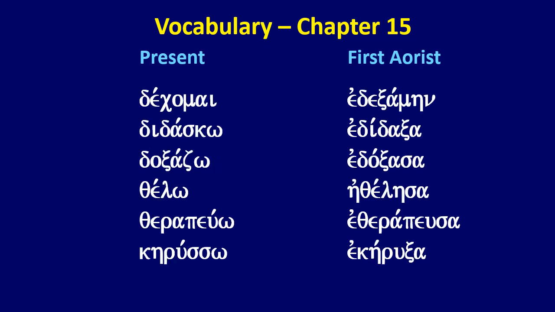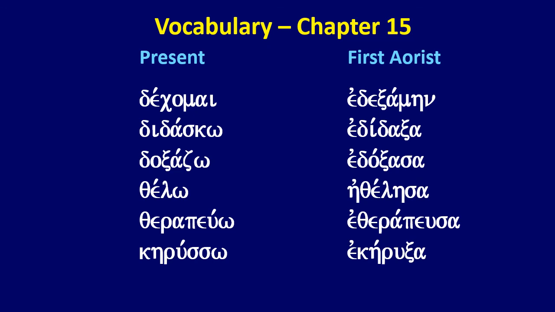Continuing on with our vocabulary list, we see here at the top the present tense word dechomai, which means I receive, and that is a deponent verb as well. You'll notice the -omai ending is normally a present, middle, and passive ending, but it's functioning here as active. And so when it comes to the first aorist spelling, edexamen, you'll notice the -amen ending is also a middle voice ending. So there too, in form or spelling, it's middle, but in function, it's active.